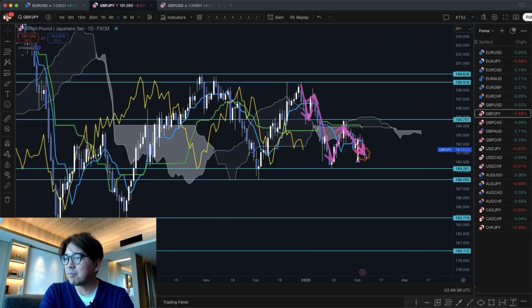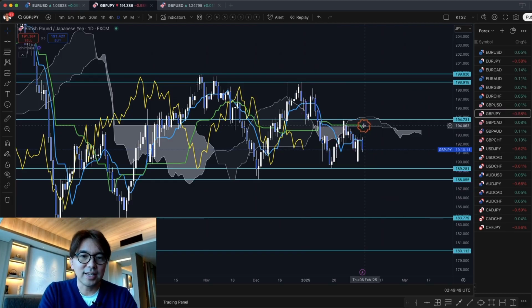The market may come down to either 189.281 or 188.055. So these are the lines I draw, support and the resistances. And now I will draw the trend line.